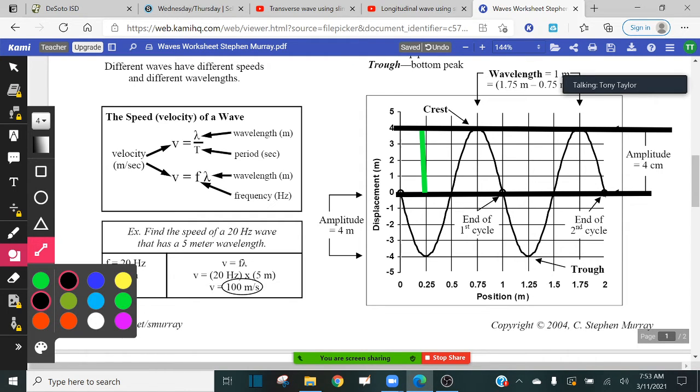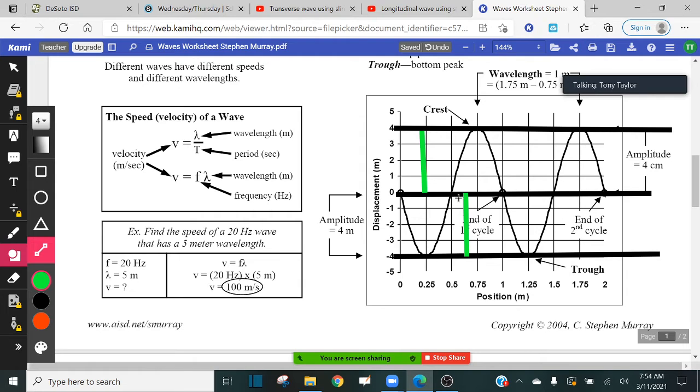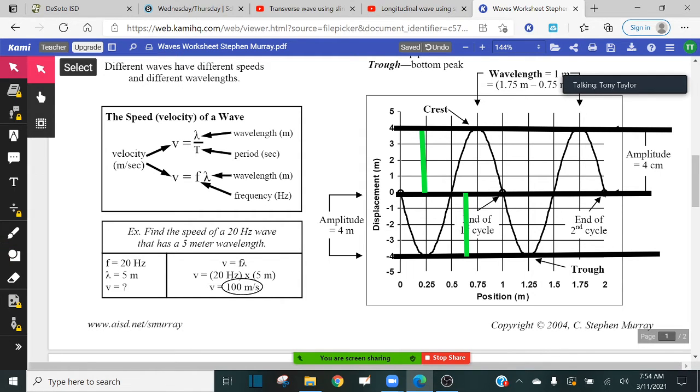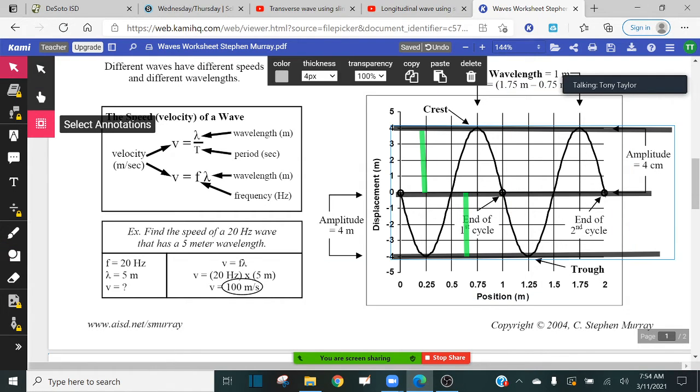And of course, guys, you can also measure the amplitude like this. You can also measure the height of the wave going from the midpoint to the minimum. So in other words, you can measure this height right here, which is also 4 meters. So that's how you figure out what is the amplitude. It's just the height of the wave as measured from the midpoint.